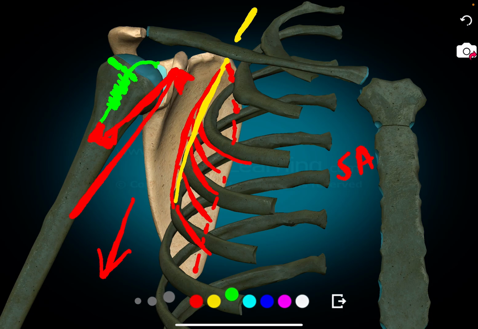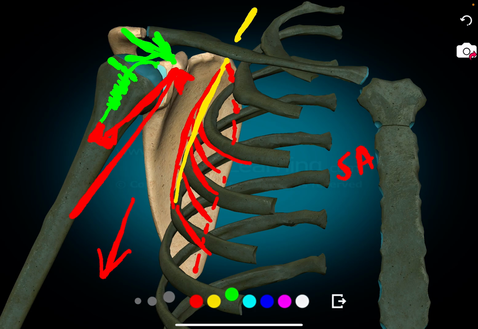The coracoid process itself will have a ligament coracoclavicular, coracoacromion, and coracohumeral. So three ligaments, three muscles: coracoclavicular, coracoacromion, coracohumeral ligaments, and short head of biceps, coracobrachialis, pectoralis minor. These are the attachments of the coracoid process.